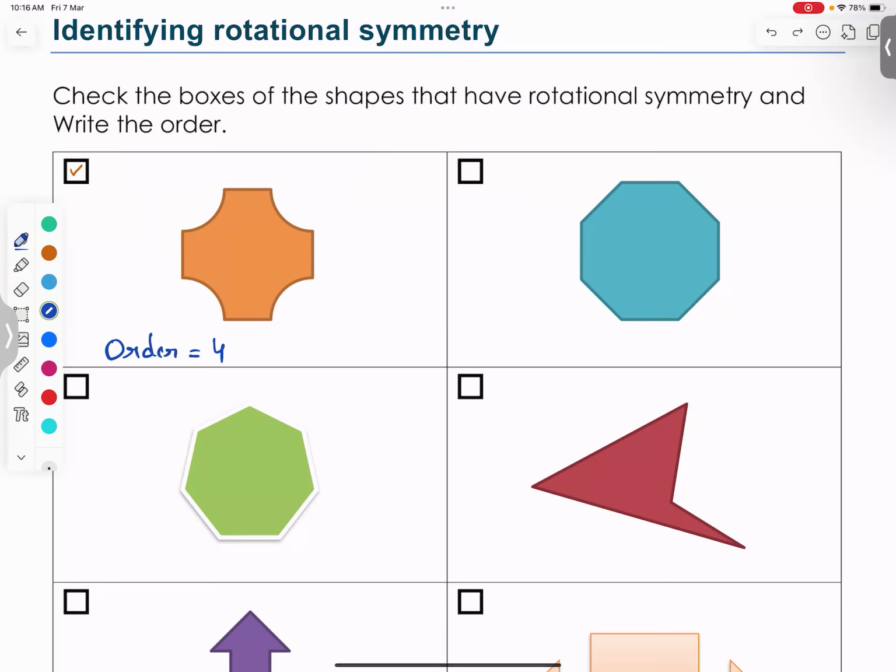This diagram has 1, 2, 3, 4, 5, 6, 7, 8 equal sides. So if I observe one side like this, it can shift to 8 places by rotation, and the 8th place will be after a 360 rotation. Now you can say that it has rotational symmetry, and the order of rotational symmetry will be 8. Check the box, and the order will be 8.